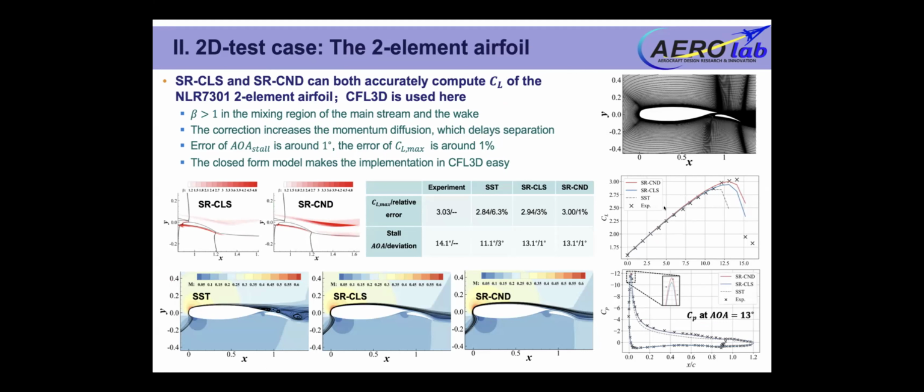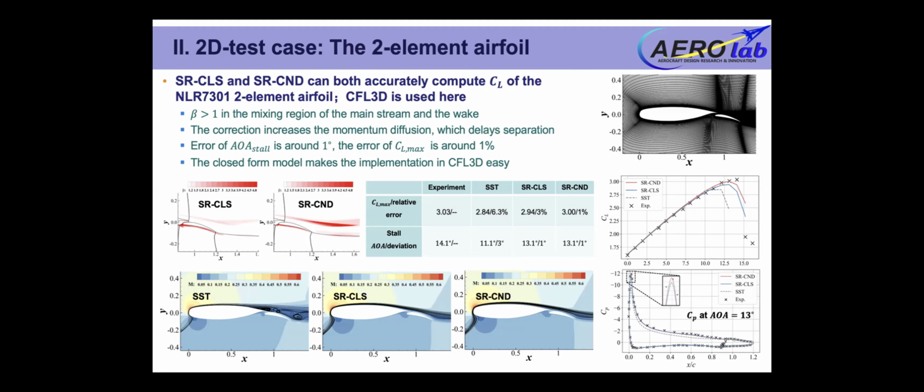In this case, as you can see in this table, both the SR-CLS and the SR-CND model can increase the accuracy of the maximum lift coefficients and the stall angle of attack, while the SR-CND model can have an error in maximum lift coefficients that is smaller than 1%. That is a very good performance.